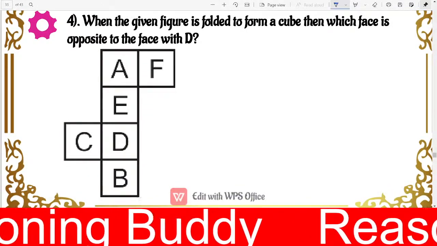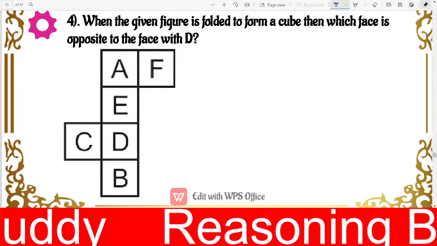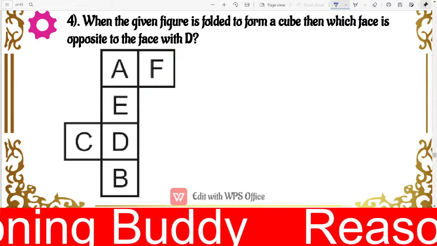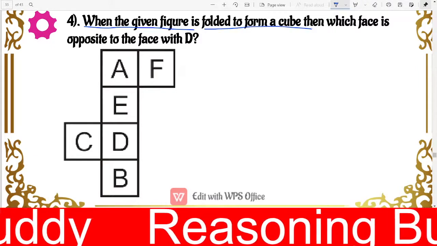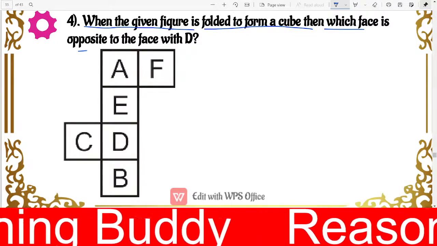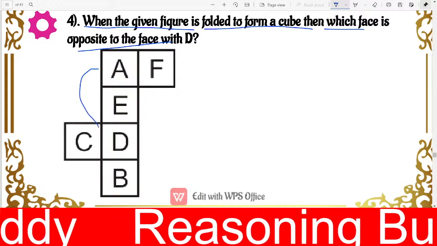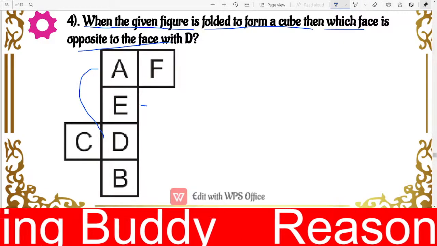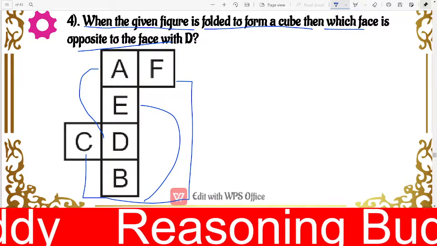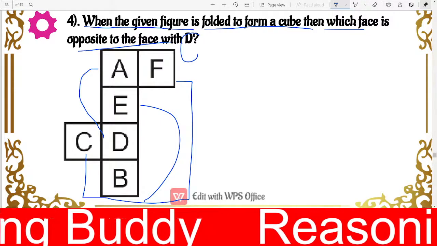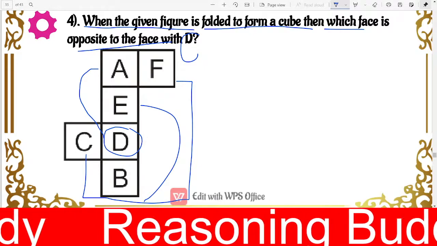In this, some geometrical figures will be given. So that is somewhat harder in this type of questions. When the given figure is folded to form a cube, which face is opposite to D? As I said, take one leave and choose the opposite face. So for E it is B. The remaining two, that is F and C, are the pair. In the question they ask for D. So here you can see for D it is A.